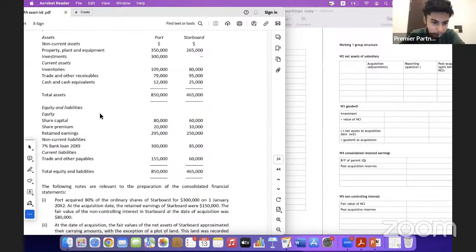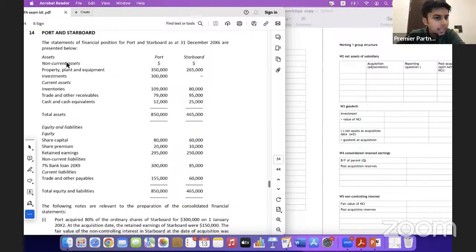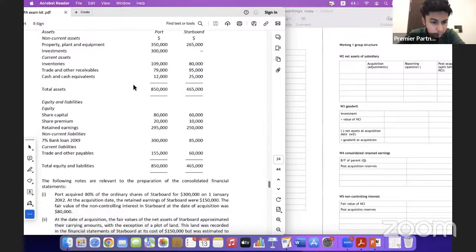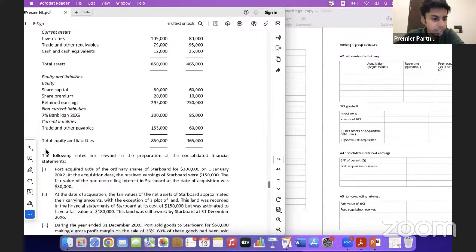Now guys, have a look at this question. The statement of financial position of Port and Starboard as at 31st of December 2006. Remember, we are doing the question for 31st of December 2006. Now let's go to additional information. The following notes are given. Port acquired 80% of the ordinary shares of Starboard. So they are acquiring 80%.